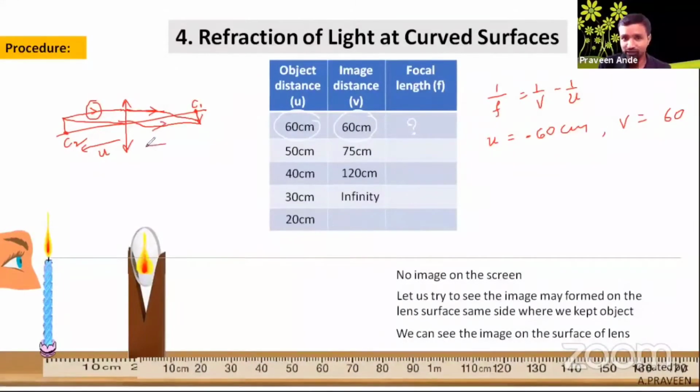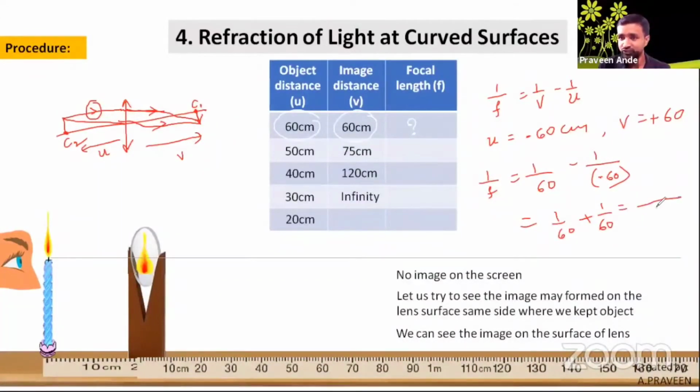Here the image distance is measured towards the right, so v is positive, sign convention rules applied. Then substitute the values in the given relation: 1 by f equal to 1 by v, it is 1 by 60, minus 1 by u, where u equal to minus 60, substituted. Then minus minus will become plus. So 1 by 60 plus 1 by 60, that equals what?